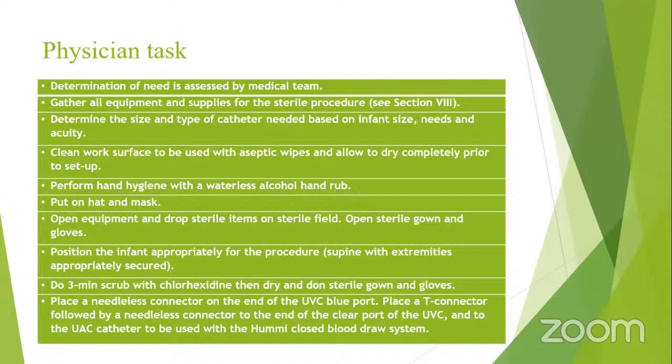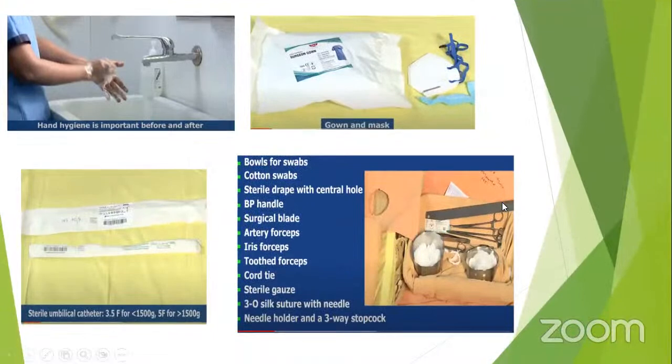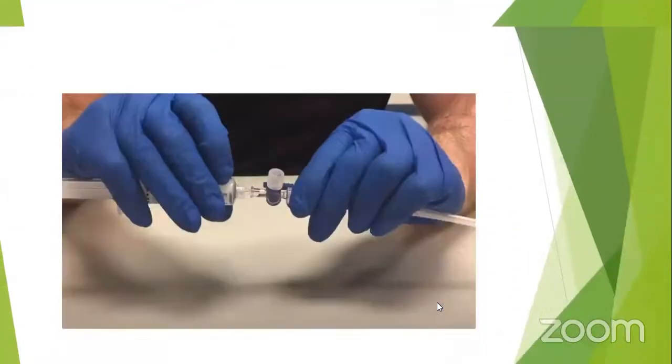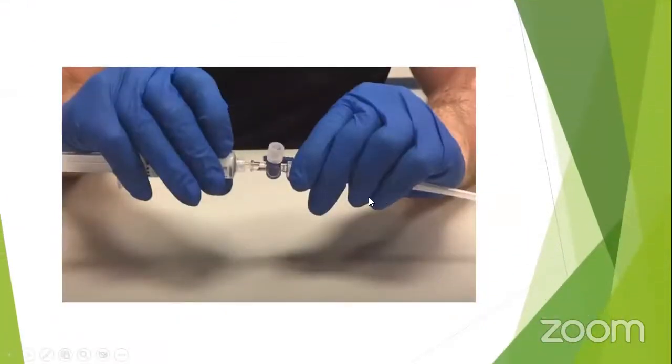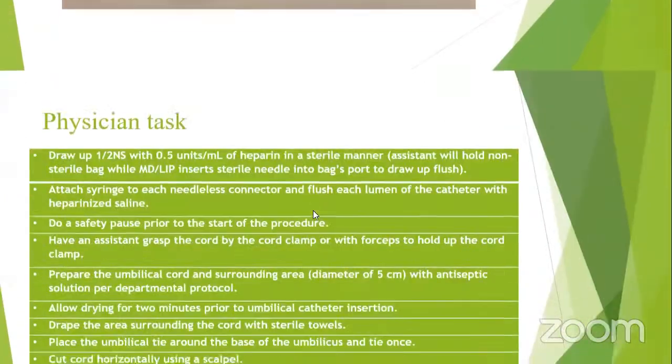Place a needleless connector on the end of the UVC blue cord. Place a T-connector followed by a needleless connector to the end of the clear port of the UVC, and to the UAC catheter to be used with hemi-closed blood draw system. Hand wash, gown and mask, and preparing the catheter and the equipment. Here is how you are connecting and flushing.